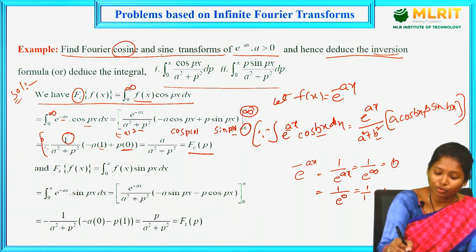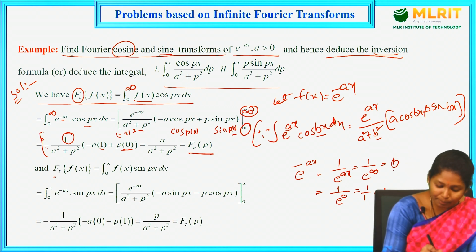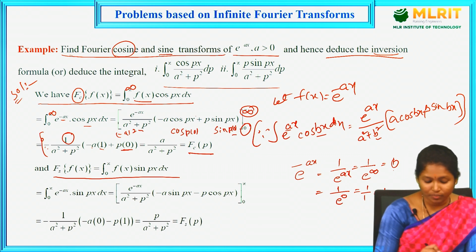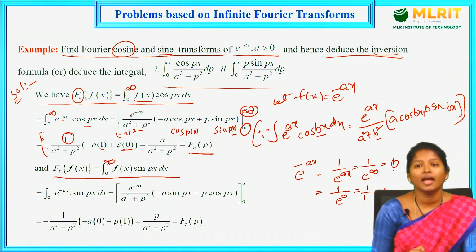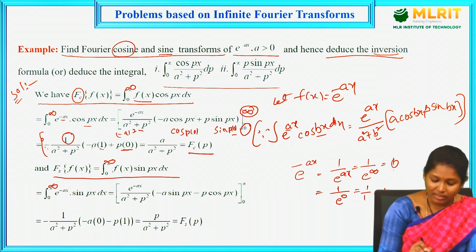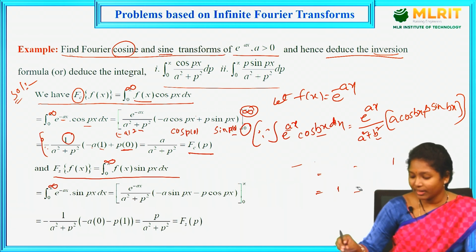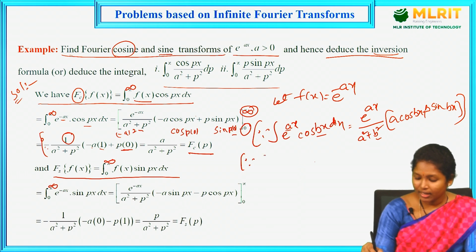Here we have to find both cosine and sine transforms, so for that I am applying the infinite Fourier sine transform. The formula is Fs of f of x equal to integral 0 to infinity f of x sin px dx. This is in the form of integral e power ax sin bx dx.